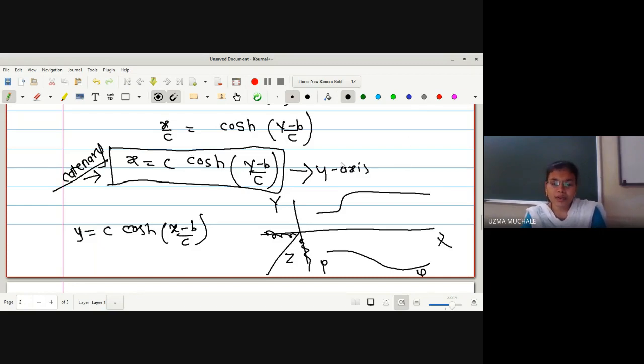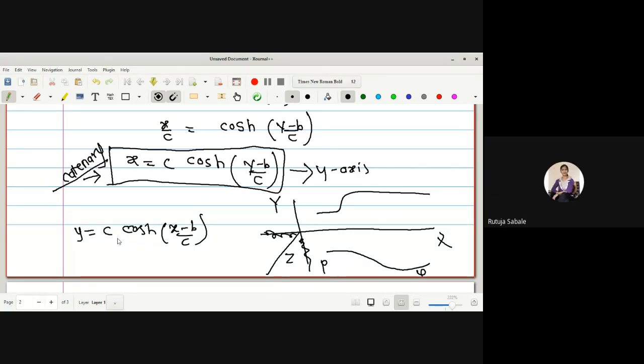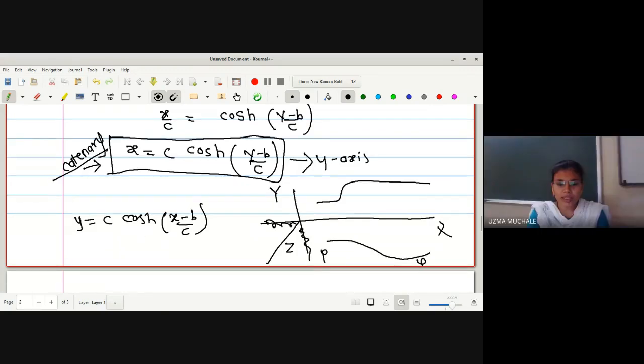If we are going to revolve about the y-axis, we are getting an equation in terms of x is equal to. So if you are going to revolve about the x-axis, you should get an equation of this type. Okay. Is it okay? Will you solve this example? Yes, ma'am. Okay, good.